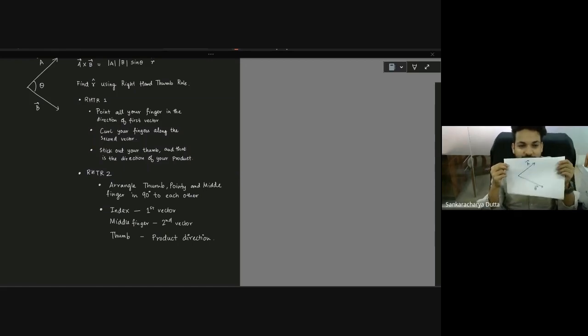Let us take the XZ plane to work with. Okay, so it's kept like this. It's parallel to the screen. Now, how do I use the right-hand thumb rule?